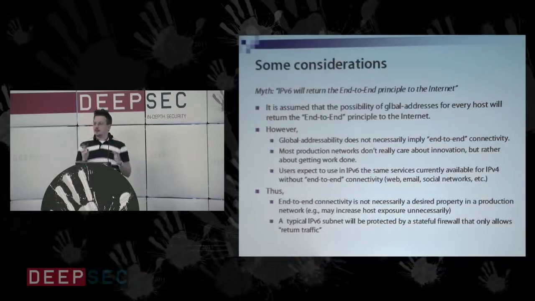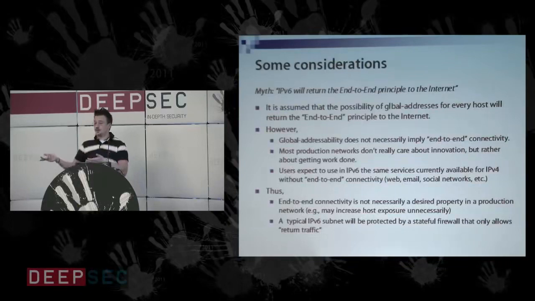Even then, if you think about end-to-end connectivity, it's probably not a desired property. For example, in many cases, if you have a home network, you don't really want every one of your systems to be directly accessible from the outside. In most cases, what your hosts are doing is simply consuming information from the internet. So in those cases, probably you don't really want to get back, even if you could, to the end-to-end principle.